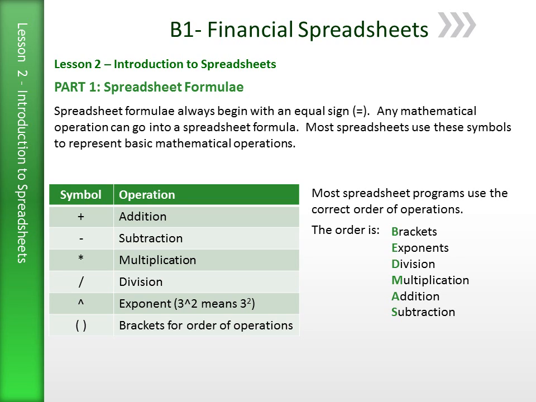If you put a complicated formula into the spreadsheet, it does follow the correct order of operations, or what we call BEDMAS. So just to review, BEDMAS would be brackets, exponents, division and multiplication in the order that they come in, and then addition and subtraction.